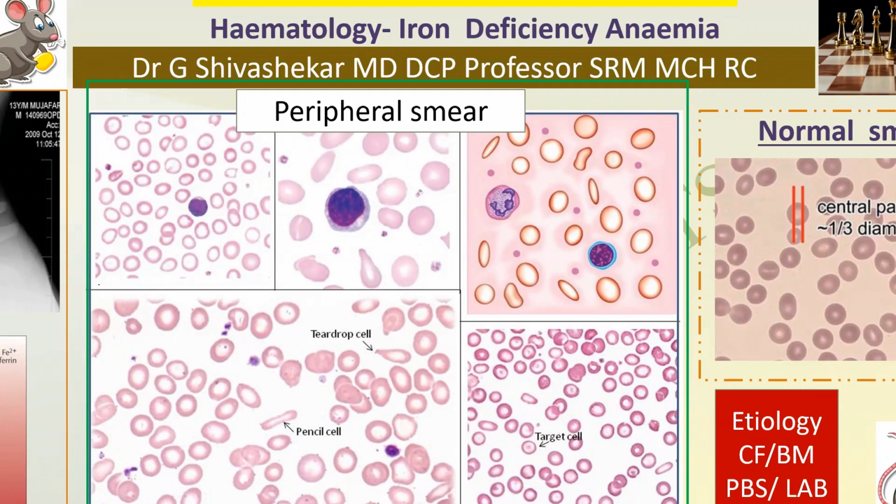And in this particular one, there is an exact opposite of it. The cells are larger and there are large teardrop cells. There are some oval cells, or we call them macro-ovalocytes. Look at this one, it is quite large. So it can be a macrocyte.